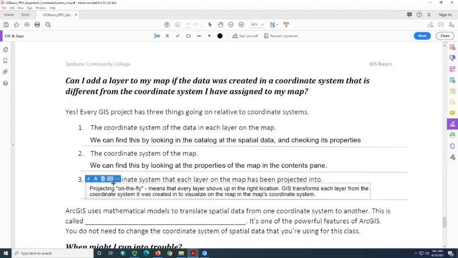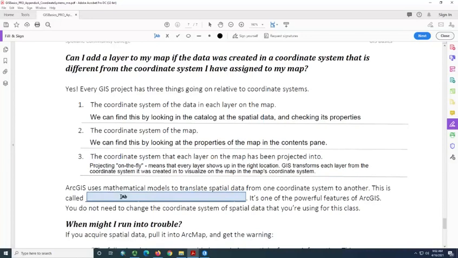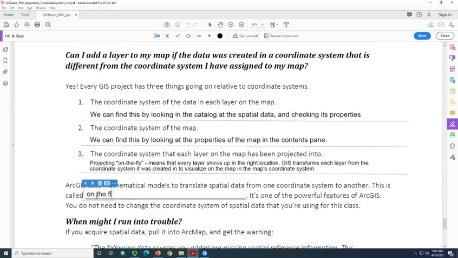So ArcGIS, just as you put things on the map, automatically on its own is going to take them and translate the information it was given for the coordinate system it was collected in. It's going to transform that so it looks right on the map in the coordinate system you've defined for the map. Okay, that's called projection on the fly. Here, ArcGIS uses mathematical models to translate spatial data from one coordinate system into another. This is called on-the-fly projection, or projection on the fly. It just means it's doing it as you go. And it is one of the powerful features of ArcGIS.